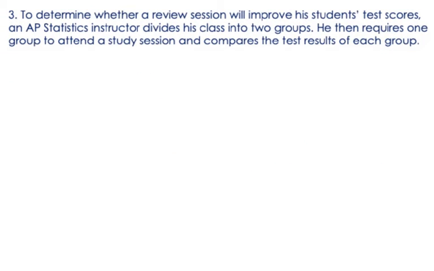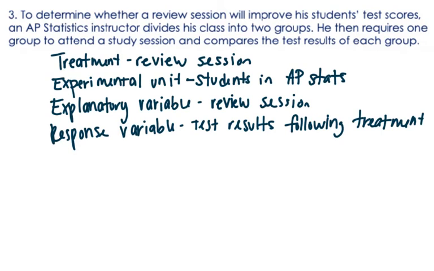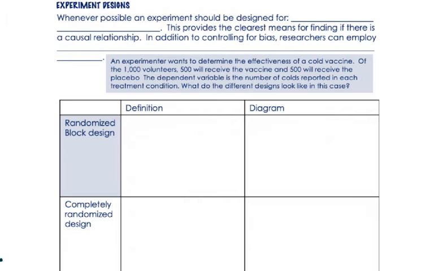All right, let's try this third one. So same thing. Find the treatment, the experimental unit, explanatory variable, and response variable. Try that in 1, 2, 3. All right, so here's what I got. Treatment, review session, the experimental unit, students in AP stats, explanatory variable, the review session, response variable, test results following treatment. So if you have any questions, send me a message.